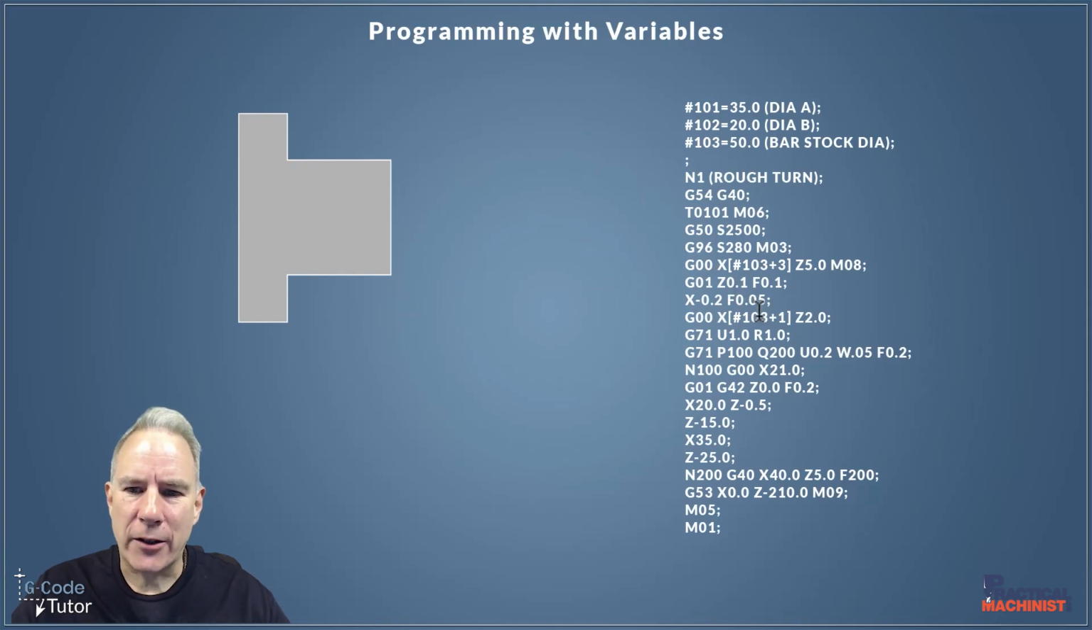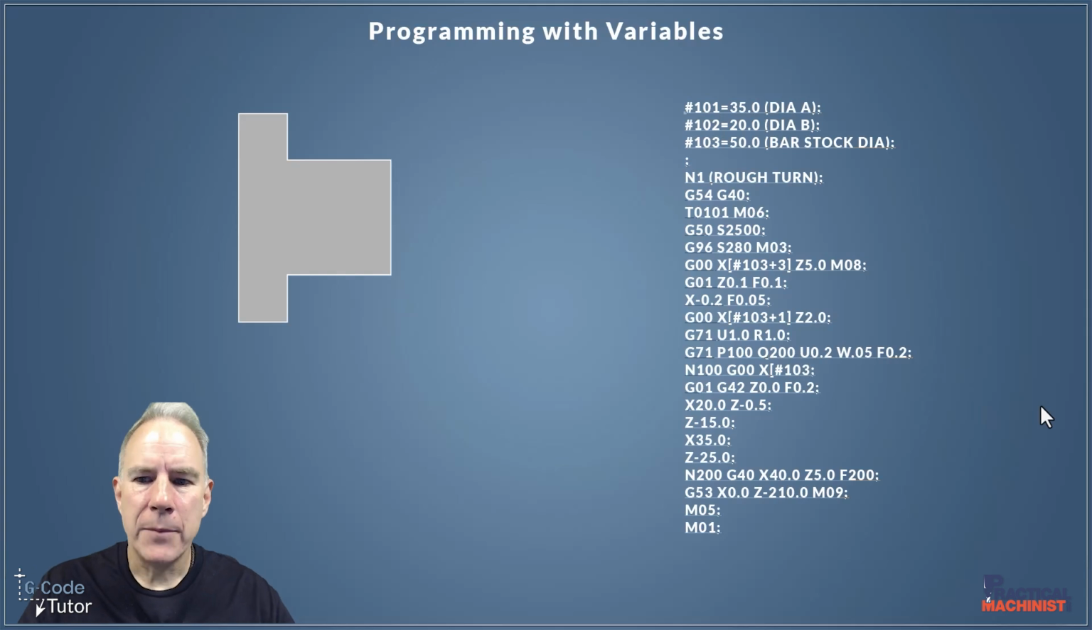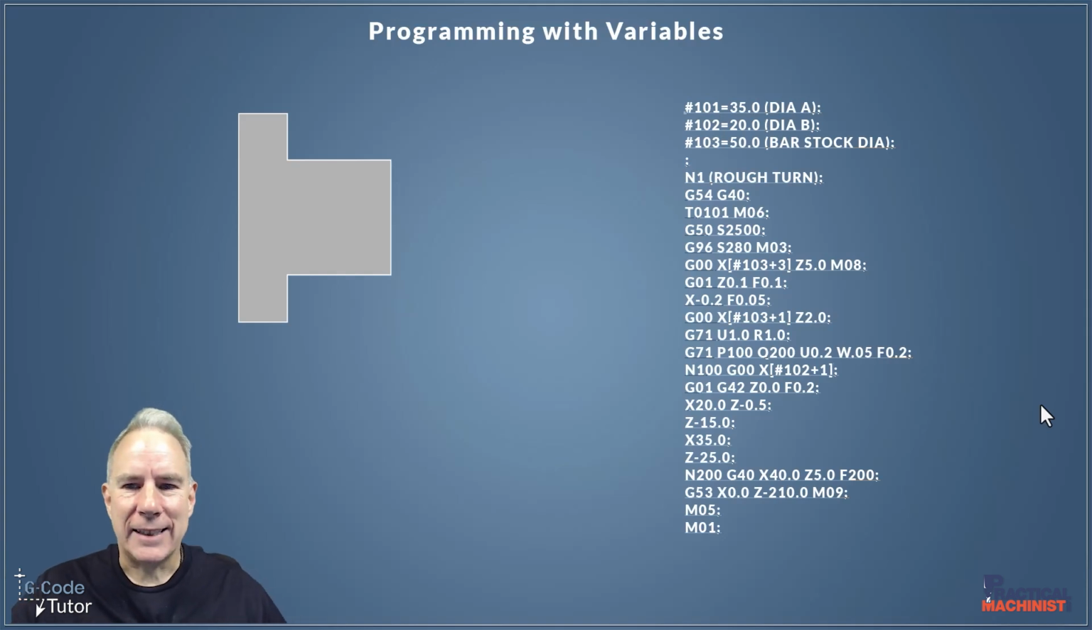Okay, so let's read down the program and see what other measurements we can change with variables. We're coming to our roughing cycle, G71. The first line of our subroutine calls another X dimension, X21. Again, this is our diameter B plus 1mm, so we can change that. We keep the X and then brackets. We call in our variable again, which is 102, not 103 there, and we add 1mm to it, close brackets. So now it's calling upon 20mm plus 1, or whatever we change this variable to up here.